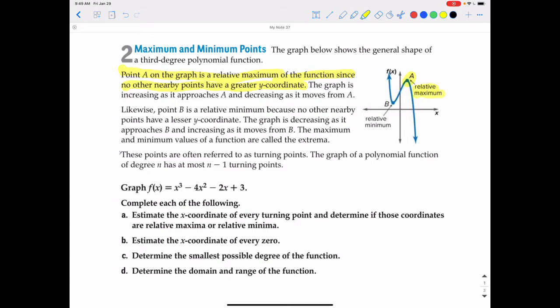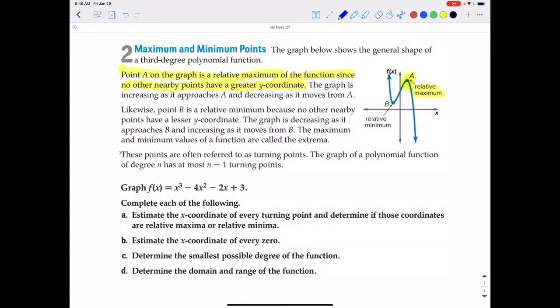And the reason it's a relative maximum and not just a maximum is because it's actually not the highest point on the graph. We can see that the arrow is going to continue to make this graph rise higher, higher, higher. So A is not really the highest point in the graph, but we consider it a relative maximum because it's higher than any of the points surrounding A on the graph.